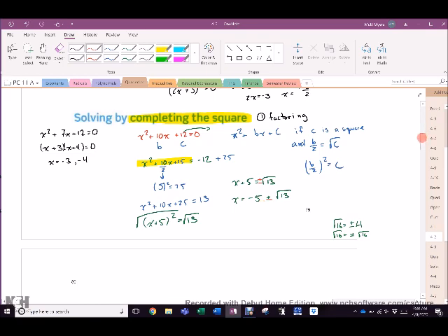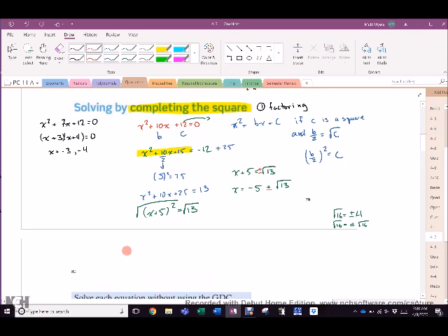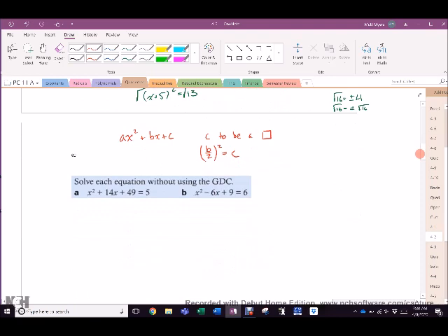Okay, so let's move this along and see if we can try it out. Remember, we are trying to get it to look like this. We want c to be a perfect square, and we want (b over 2) squared to equal c. So here we have a question. What do you see? Well, there's a, there's b, there's c, and it equals 5. So this side is already a perfect square, isn't it? Because the square root of 49 is 7, and half of 14 is 7.